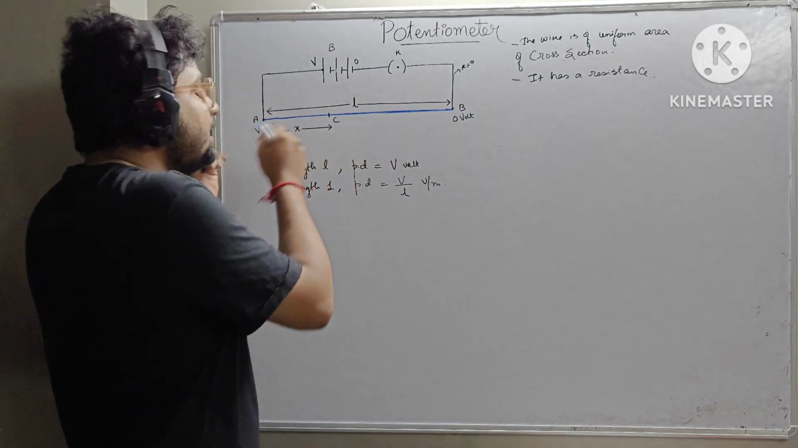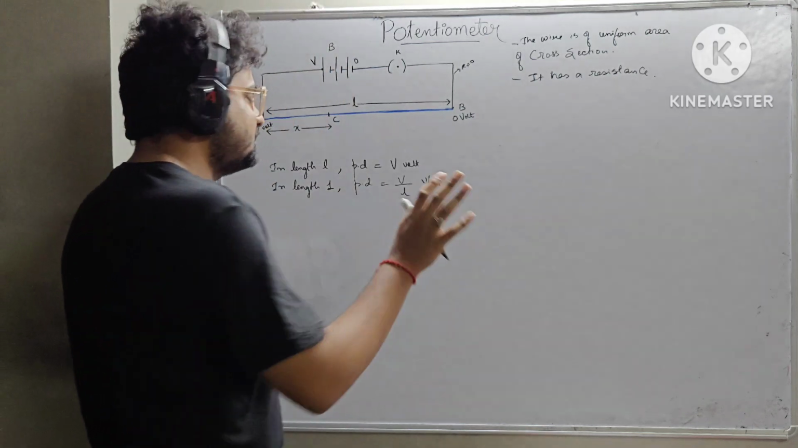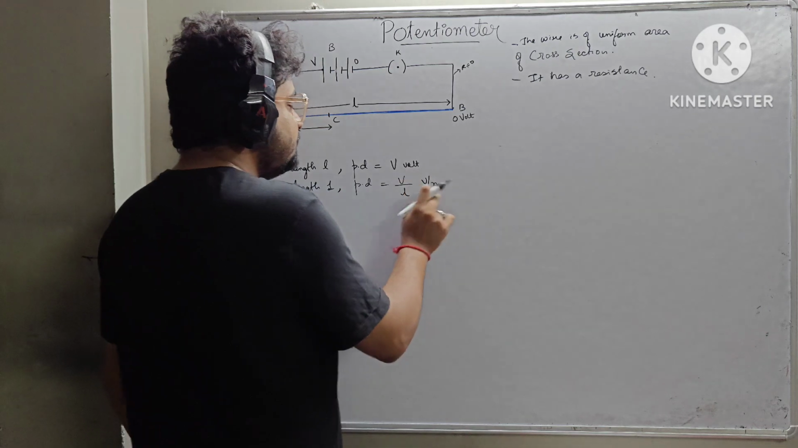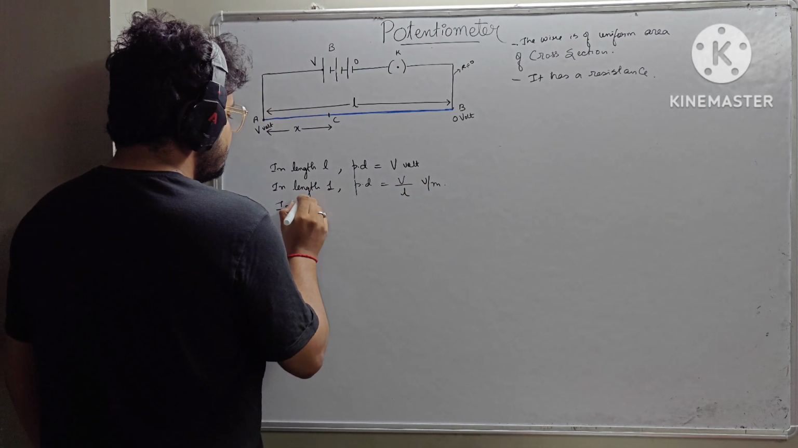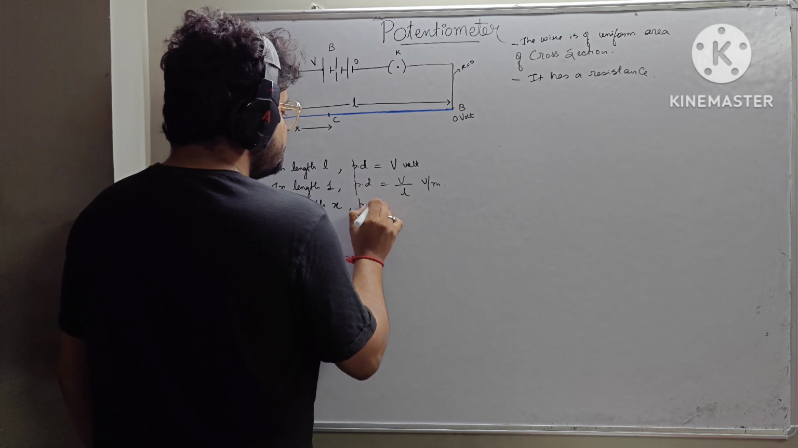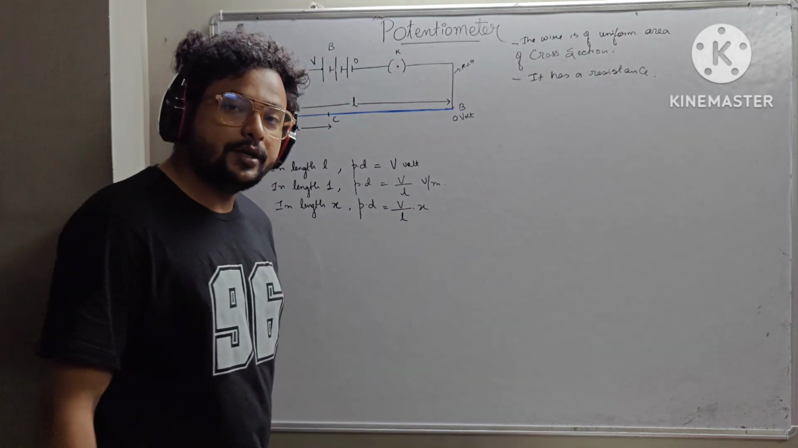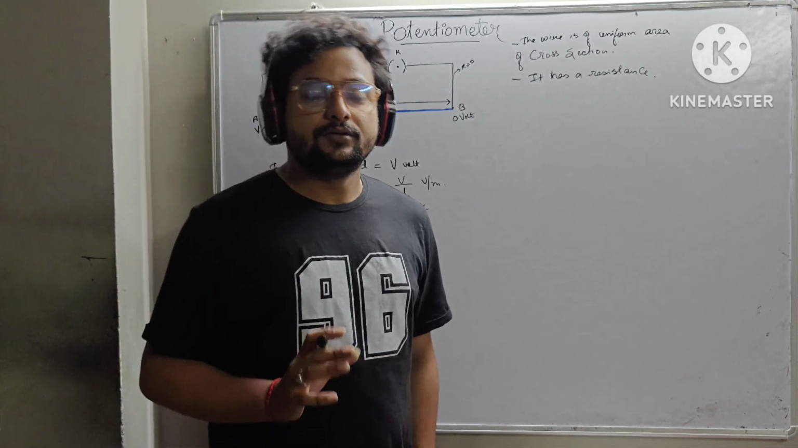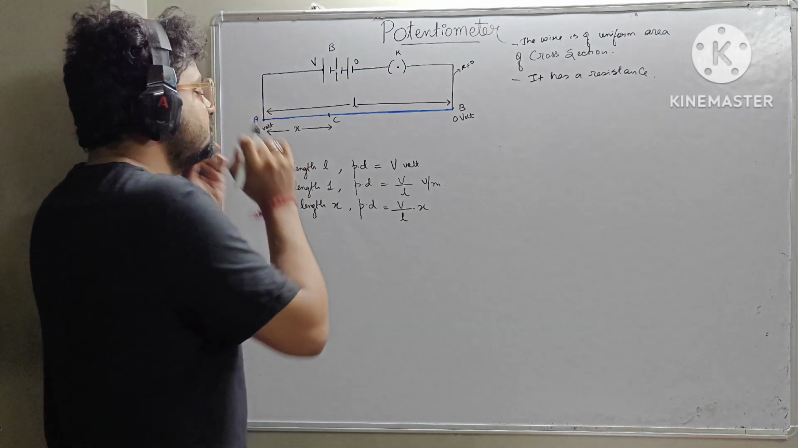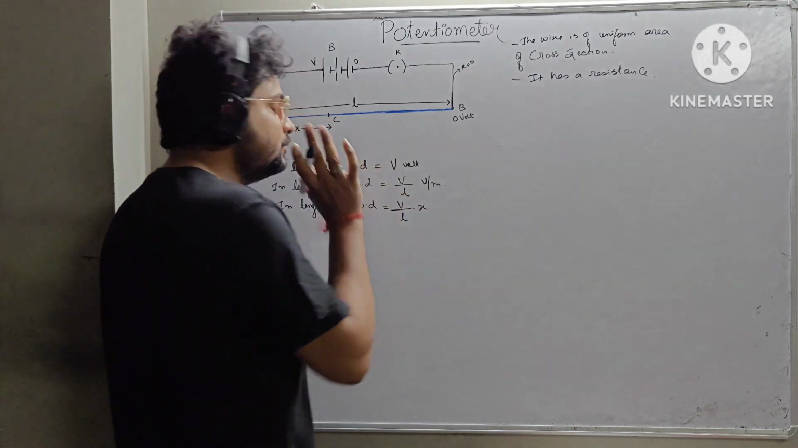So the distance between A and C is X centimeters, suppose, or X meter. Suppose this is meter or centimeter. So if in unit length the potential difference is V by L, I can write that in length X, the potential difference will be V by L into X. Okay, and that's how it is done. Our job is finished. Our job was to just find out the potential difference between these two. So the potential difference in length X equals V by L into X.